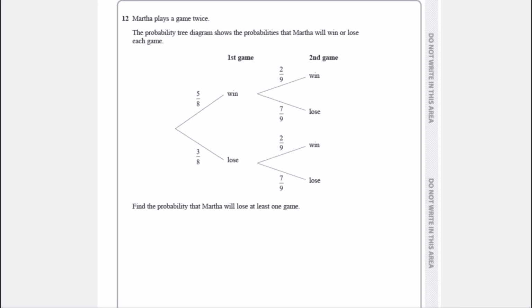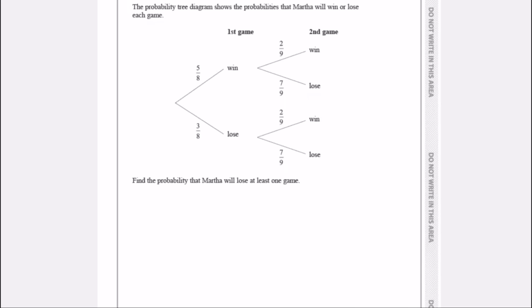Question 12. Martha plays a game twice. The probability tree diagram shows the probabilities that Martha will win or lose each game. And we need to find the probability that Martha will lose at least one game. There's different ways of doing this. We can do win-lose, lose-win, and lose-lose, all the ways she could lose at least one, and add them together. Or we can do 1 minus the probability that she wins both.